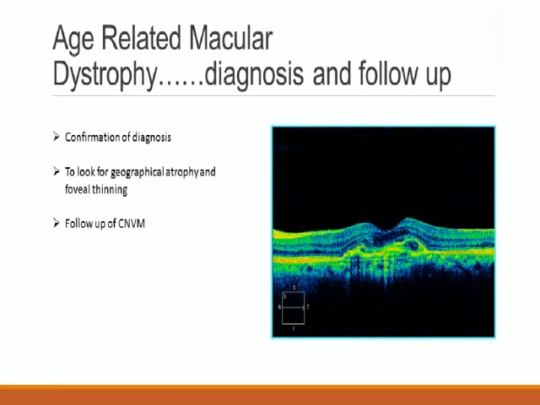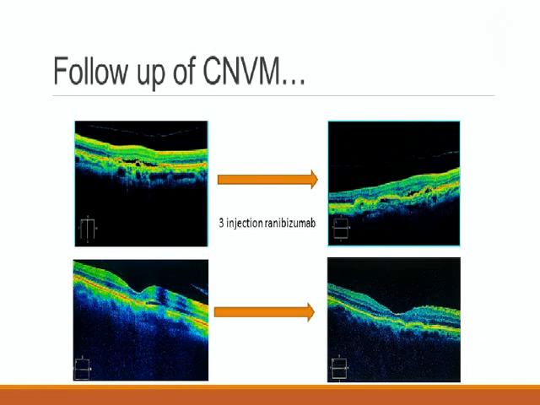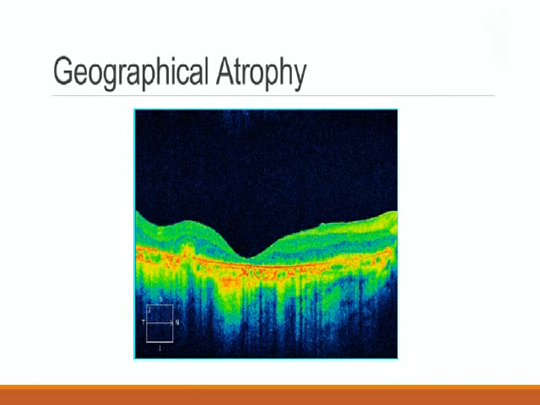It helps us to confirm the diagnosis, to look for any geographic atrophy, and to follow up the CNVM patients. Like in this patient, in the first patient, after 3 injections of ranibizumab, there is a partial resolution of the fluid. But in the second patient, after the 3 injections of ranibizumab, there is a complete resolution of the fluid. Geographic atrophy can be seen as foveal thinning.